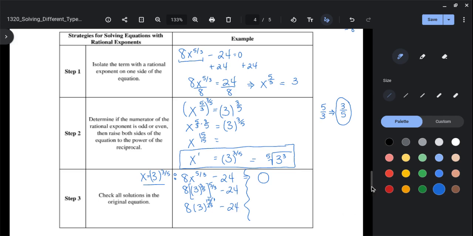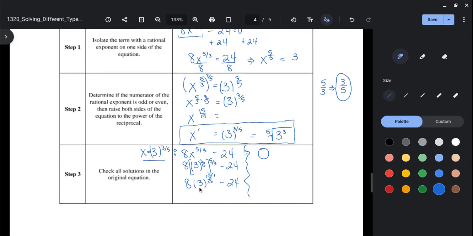I rewrote everything else in my equation. So 3 to the first power is 3. Remember order of operations, we do multiplication before we do our subtraction. So 8 times 3, we get 24. And then we subtract 24. So 24 minus 24 is 0, which is exactly what we had on the right-hand side. So we get a true statement.